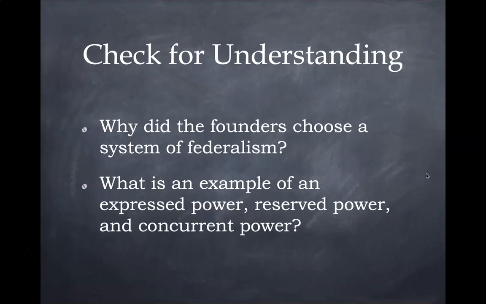Okay, so we said, why did the founders choose a system of federalism? They wanted to avoid tyranny, and they also wanted to separate power. What is an example of an express power, a reserved power, and a concurrent power? Remember, we said that expressed is something that is expressly given. So the power to declare war, that is something that is only given to the federal government. Now, a reserved power is something that is given to the states. They're reserved for the states. So remember, we said that creating schools, those are reserved for the states.